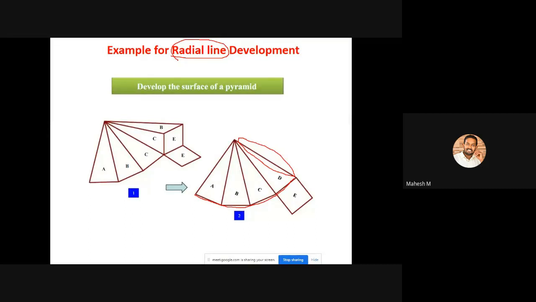Okay, so until now, in our problems, we are being explained how the name comes. So this one will be called radial line development. So any doubt? Do we have any doubts?